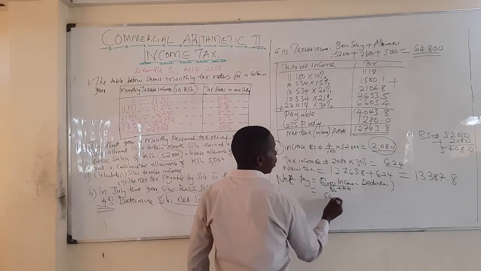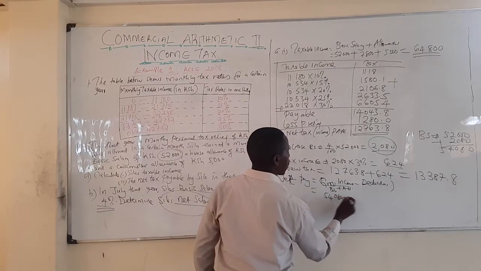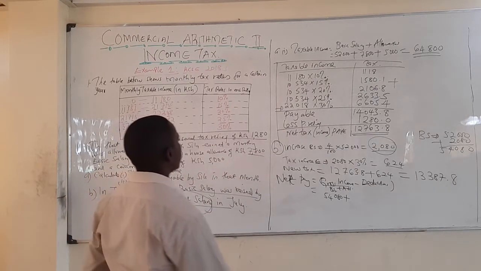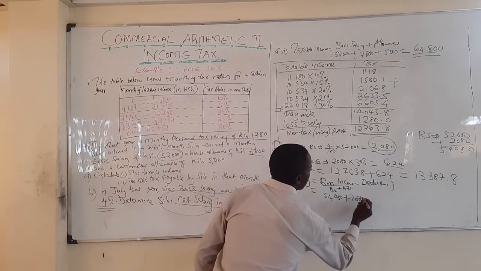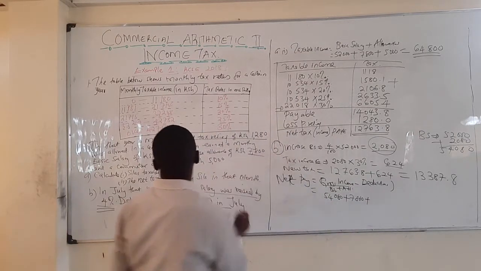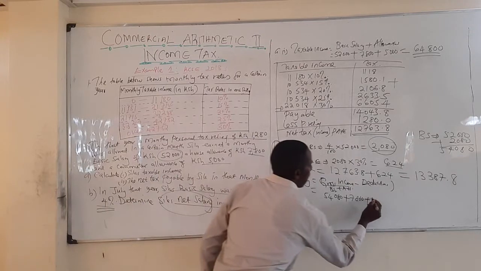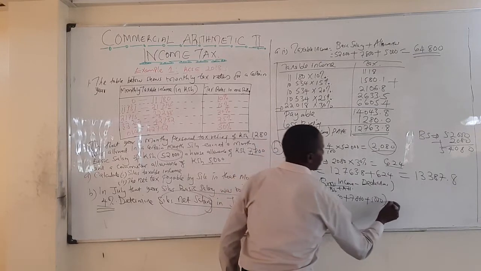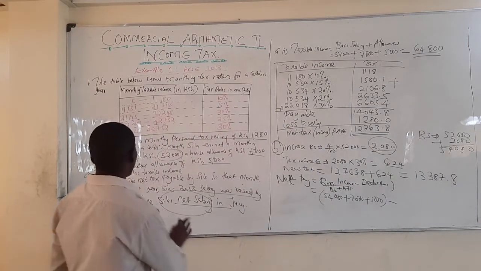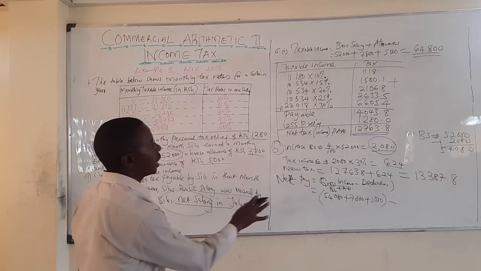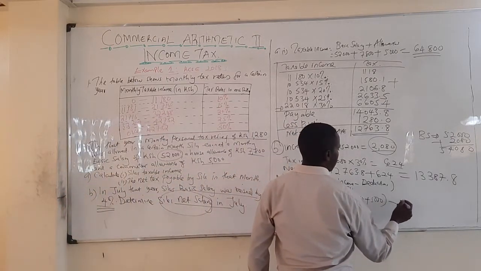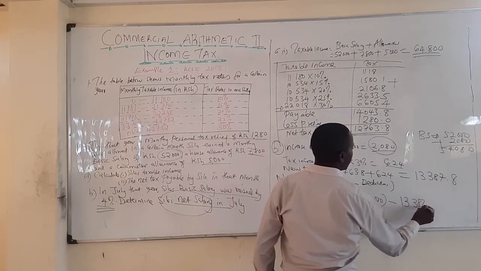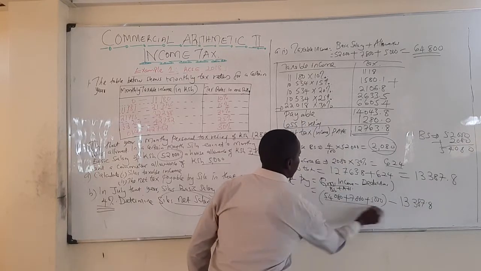So 54,080. We have the other allowances, which we have not changed. We had house allowance of 7,800, and then the commuter allowance of 5,000. That is our gross income. Then we subtract deductions. In this case, we don't have any deductions except the tax. So the deduction is going to be the PAYE, or the new tax here, which is 13,387.8.